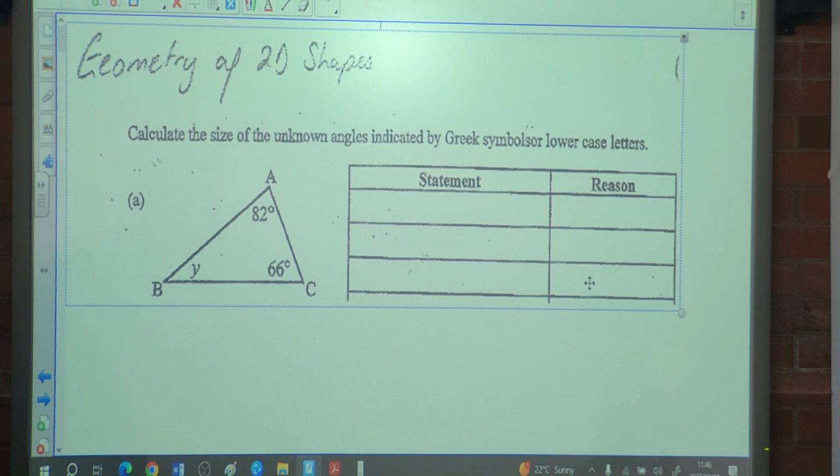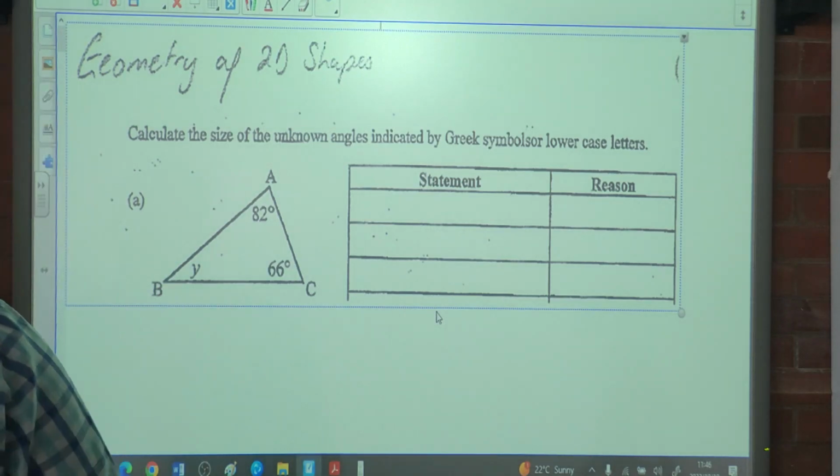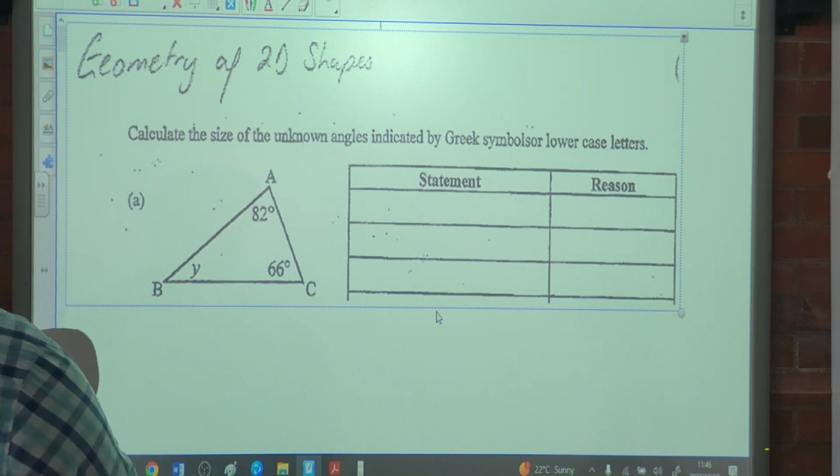So at this point we went through some of the rules, and you guys have completed this exercise already, not so? Okay. So the question says calculate the size of the unknown angles indicated by the Greek symbols and the lowercase letters.